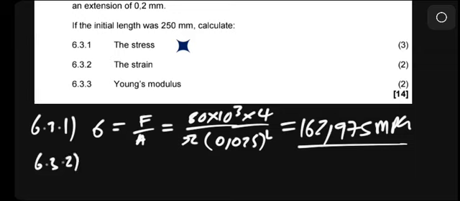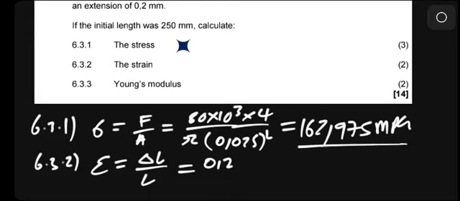6.332. The strain, remember the strain is equal to the change in length over the original length. The change in length is 0.2 millimeter, as you have seen there, divided by original length is 250. Initial length was 250 millimeter. These millimeters and millimeters will cancel, then this will be equals to what?